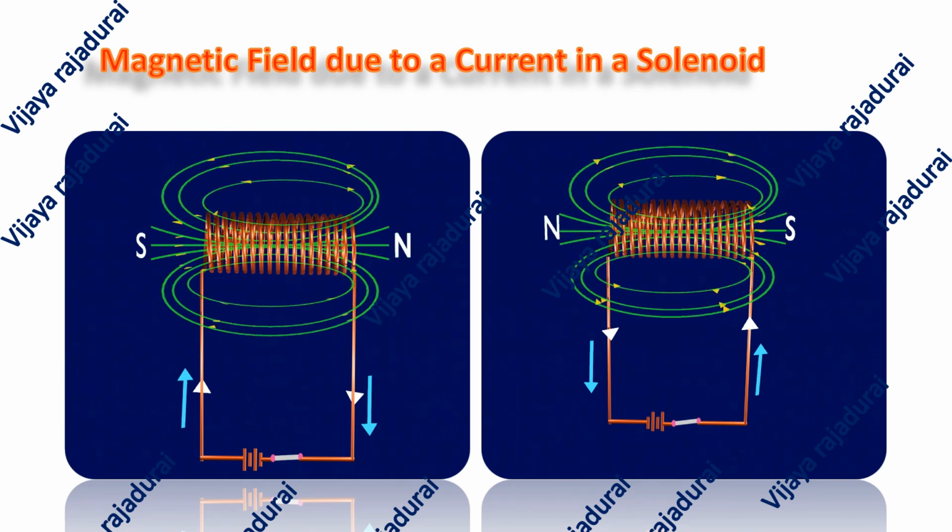So the magnetic field produced inside a solenoid can be used to magnetize a piece of magnetic material like soft iron when placed inside the coil. That type of magnet is known as an electromagnet.